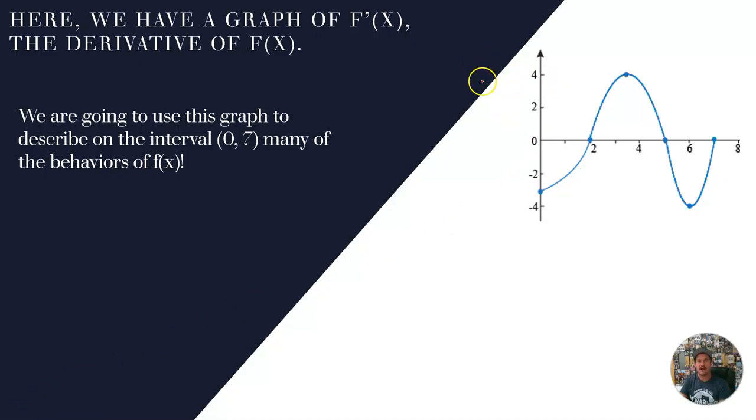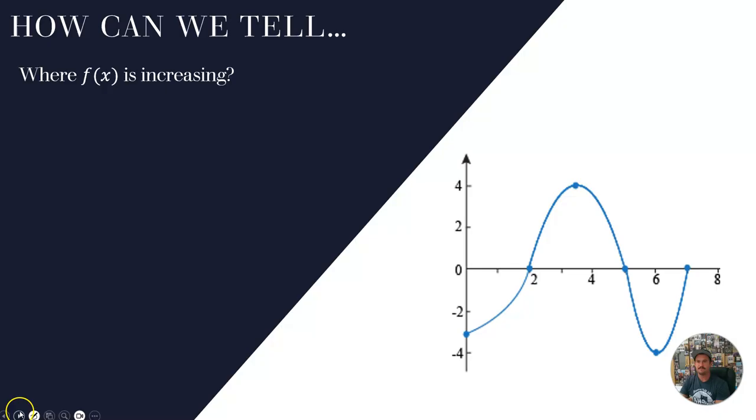Let's say this graph right here is the derivative of f of x. We have some function f of x. I don't know what that function looks like. I don't need to know what that function looks like. But this is the graph of the derivative of that function. So we're going to use this graph to describe, on the interval from 0 to 7 here, where the graph is given, many of the behaviors of this original function, f of x. So first of all, where is f of x increasing?